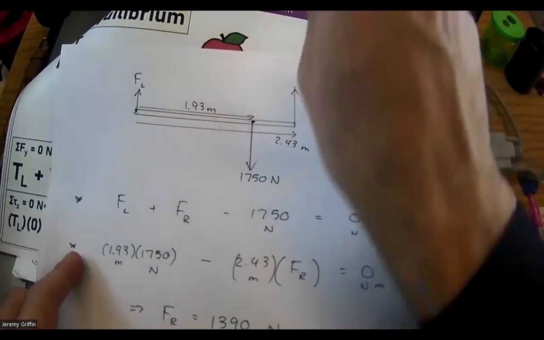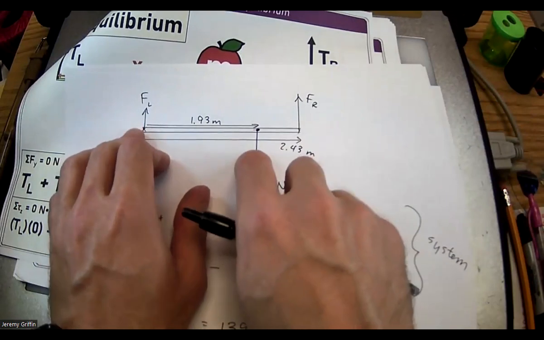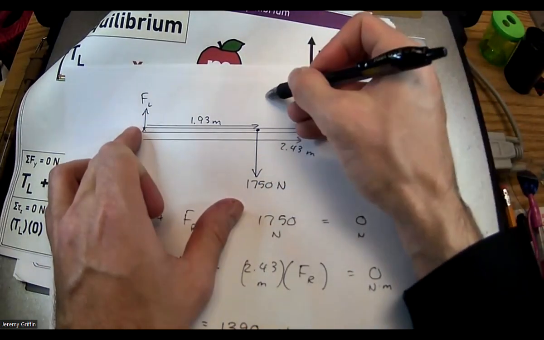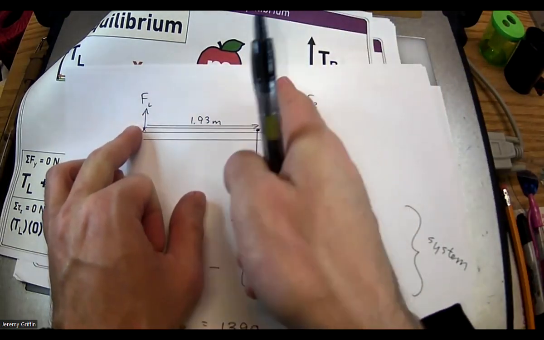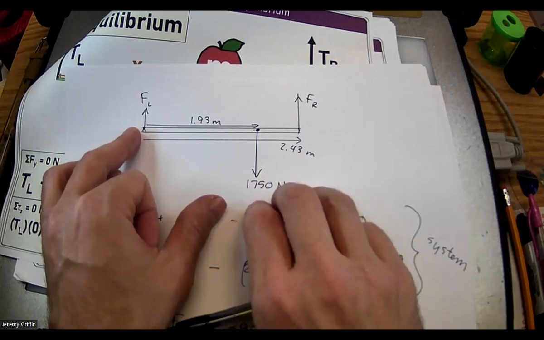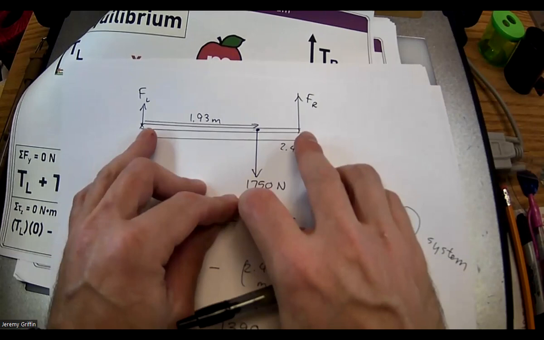Okay, here's how I did this. Looking at the wood from the side, the full length of the wood was 2.43 meters from end to end. And we put all that topsoil right here at the 1.93 meter mark from the left. There were 10 bags that weighed 175 newtons each for a total of 1750 newtons. So that's your setup. Isn't that your free body diagram, just like that?